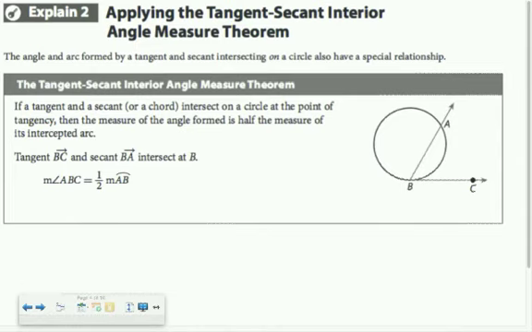Here we have the tangent secant interior angle measure theorem. Goodness, that's a mouthful. And notice it's talking about the angle formed by a secant and a tangent intersecting at the point of tangency. And the angle ABC is half of arc AB. Notice where the vertex of this angle is. It's here on the circle. So you could treat this as if it's an inscribed angle, and once again, it's going to be half of the arc that it's eating.